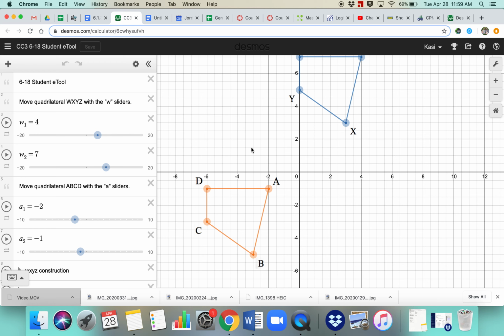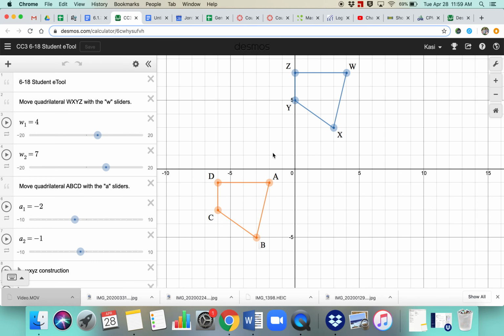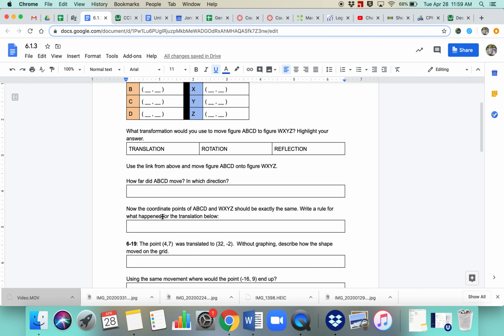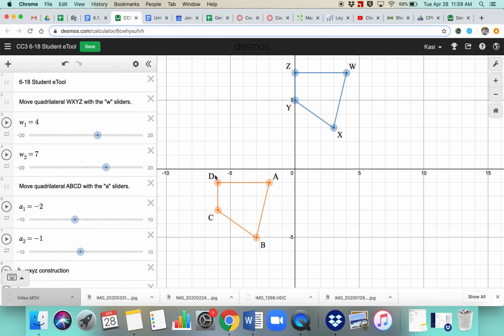basically a Desmos lesson. So you are going to identify where A is, where D is, where C is, where B is, where W, X, Y, and Z. So once you're able to identify their teacher. Once you identify what they are, then you're going to go ahead and answer these questions. So, what type of transformation would move figure A, B, C, and D onto figure W, X, Y, Z? So, what would make this move to that?